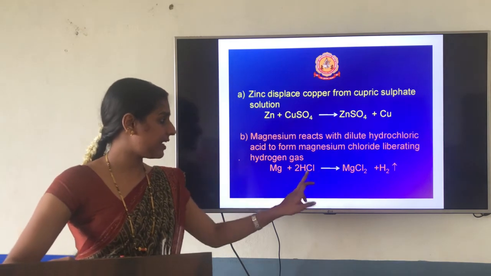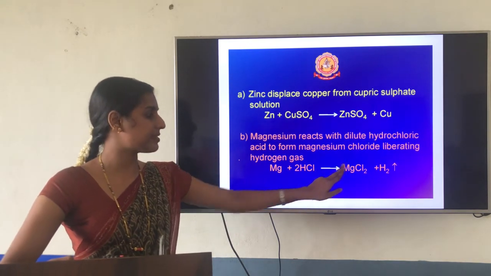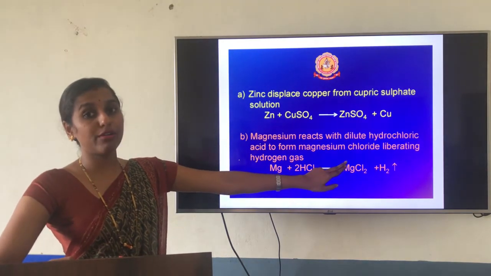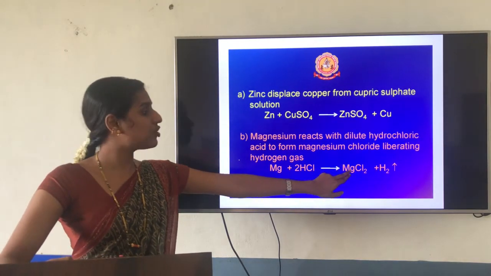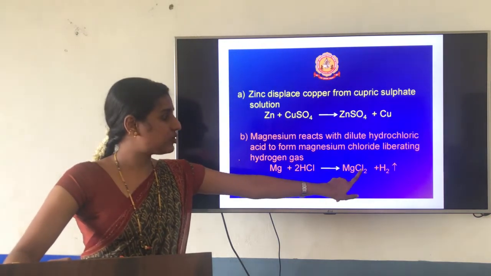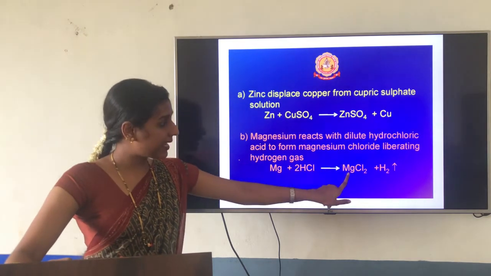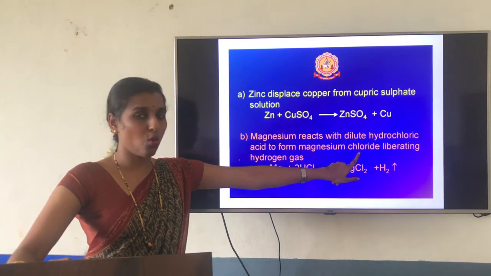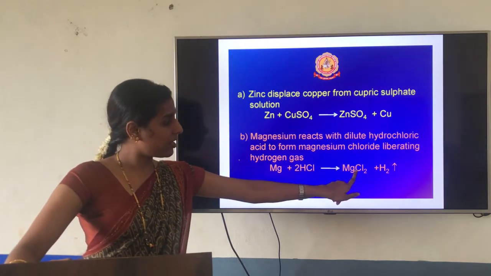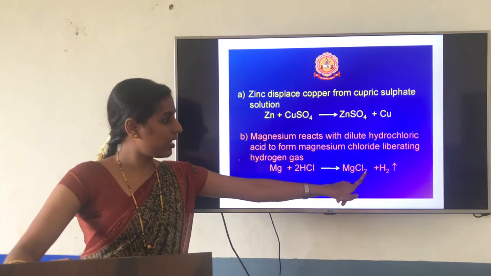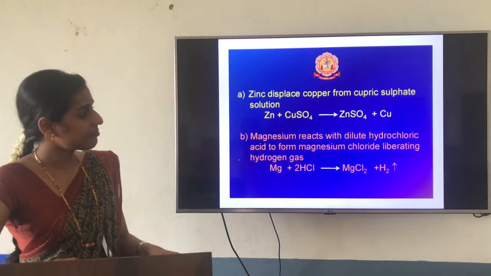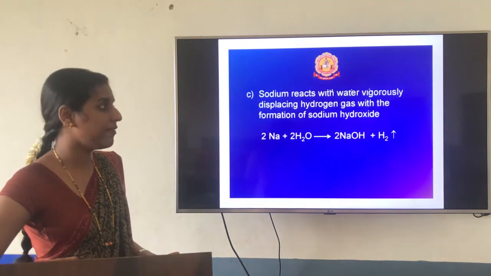See here, in HCl only one Cl is there. How will you get two Cl here? This you have already learnt: how to write the formula of a compound based on the charge. Magnesium charge is +2, Cl charge is -1. Magnesium charge is 2, Cl is 1. So when you crisscross, the 1 will come here for magnesium, and the 2 will come here so that Cl gets 2. So MgCl2. Along with that, hydrogen gas also will be liberated.